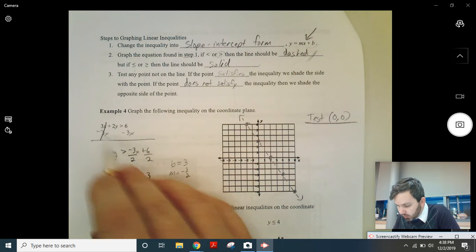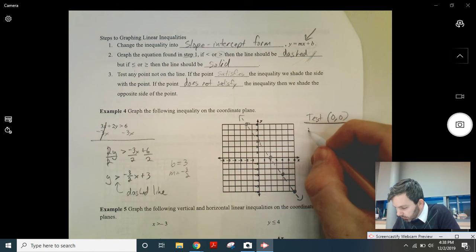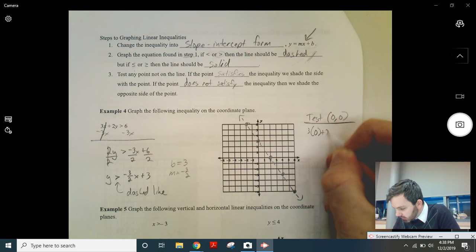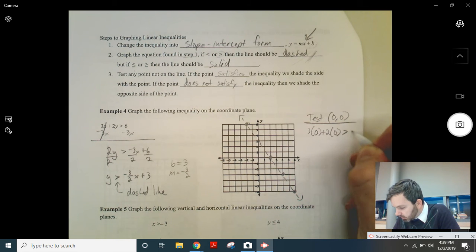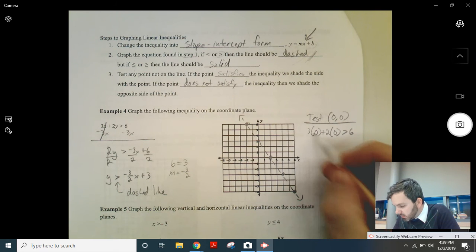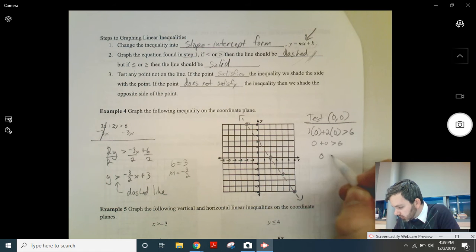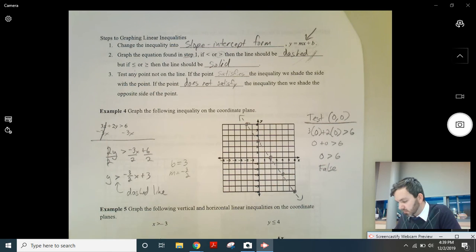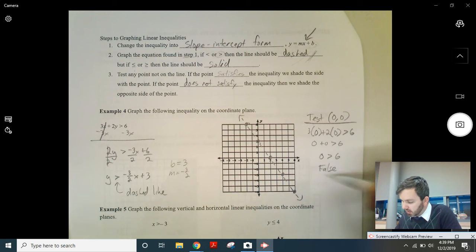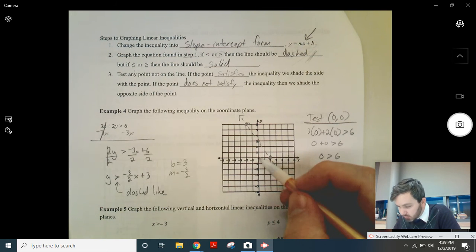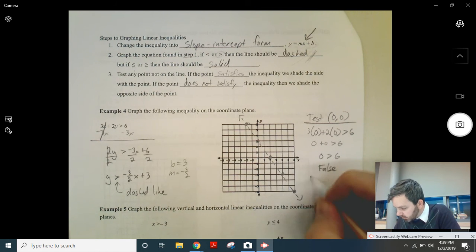So we plug in 0, 0 into our original inequality. We're going to get 3 times 0 plus 2 times 0 is greater than or equal to 6. So 3 times 0 is 0, 2 times 0 is 0, so 0 plus 0 is greater than or equal to 6. So 0 is greater than 6. Well, that's a false statement. And as you remember from our first section, because we get a false statement, 0, 0 does not satisfy this inequality. So 0, 0 is over here, but we don't shade 0, 0. Don't shade the 0, 0 side.